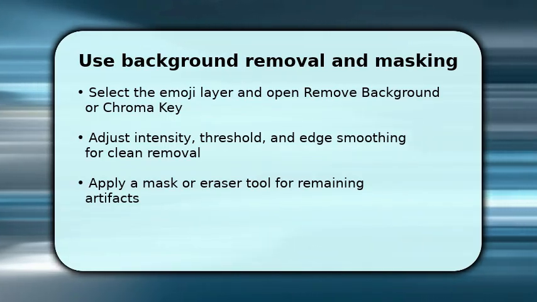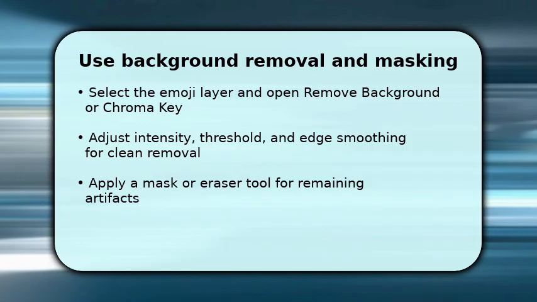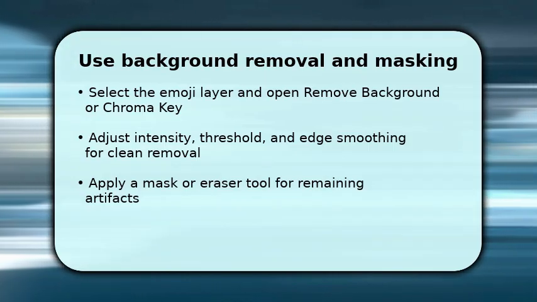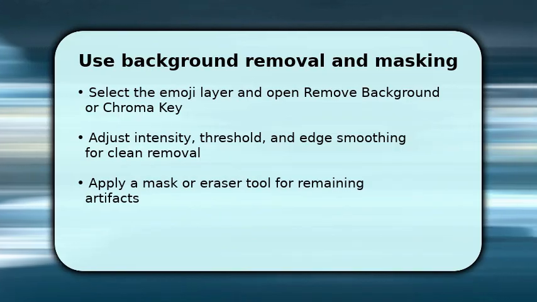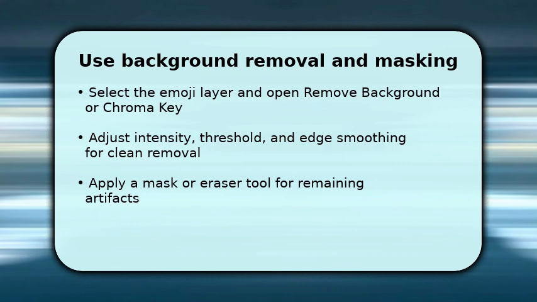You should adjust intensity, threshold, and edge smoothing to fine-tune what gets removed and what remains. Small changes prevent jagged edges. If any stray pixels or halos remain, use the mask or eraser tool to manually refine the outline. Once you're satisfied, apply feathering or edge blur to blend the emoji smoothly into the scene so it looks natural.